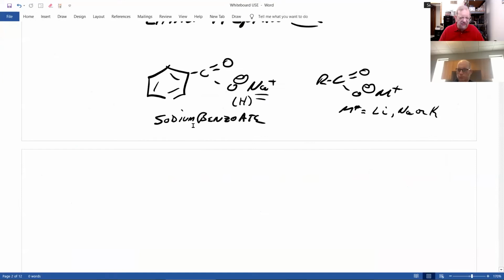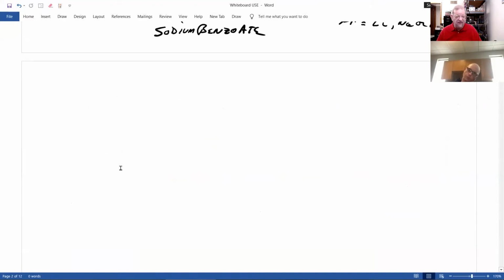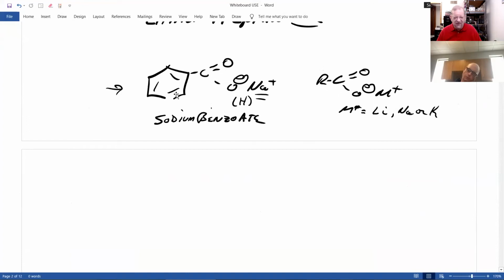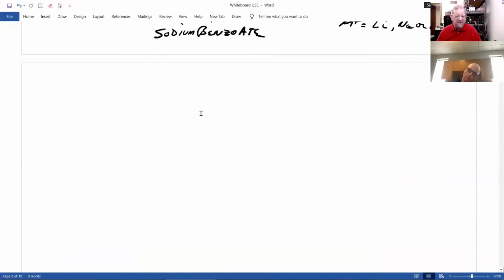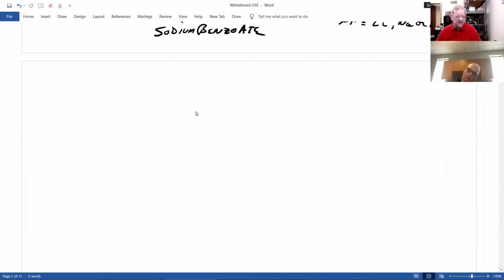Now, there are two nomenclature skills you should have in organic chemistry, meaning I can ask on a test. One is, here's the molecule, draw the structure. The other is, here's the molecule, give the IUPAC name. The other is, here's the name, draw the structure.